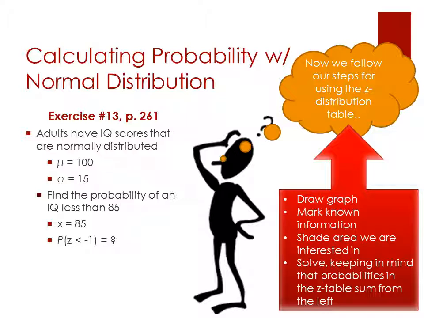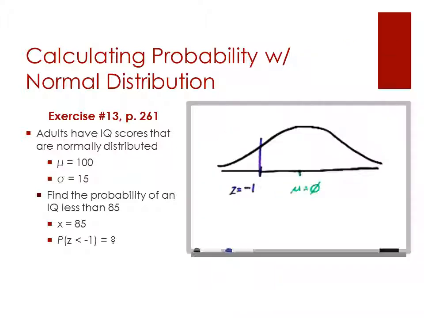And notice our probability notation is going to look like this. We've got our probability of, and notice we're now giving our z, because that's what we're actually looking for. We're not looking for our x, we're looking for our z. So we have z less than -1, and what does that equal? All right, so let's go through the steps in solving this for our problem.